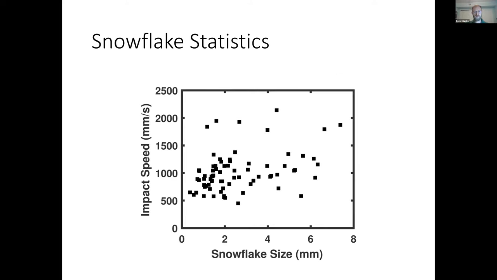Just to give you an idea of what size snowflakes we're talking about, these snowflakes were in the range of about 0.5 millimeter up to about 7 millimeters in size and impacted that air-water interface at anywhere from about 0.5 meter up to about 2 meters per second. That gives you an idea of what size and speed we're talking about. Now I'd like to look at one snowflake in particular, around 5 millimeters in size, hitting the air-water interface at about 1 meter per second. Here's a higher magnification view of that snowflake impacting the air-water interface.